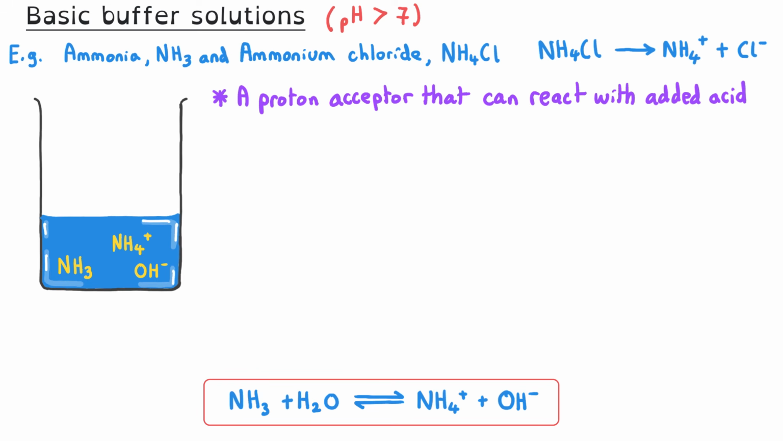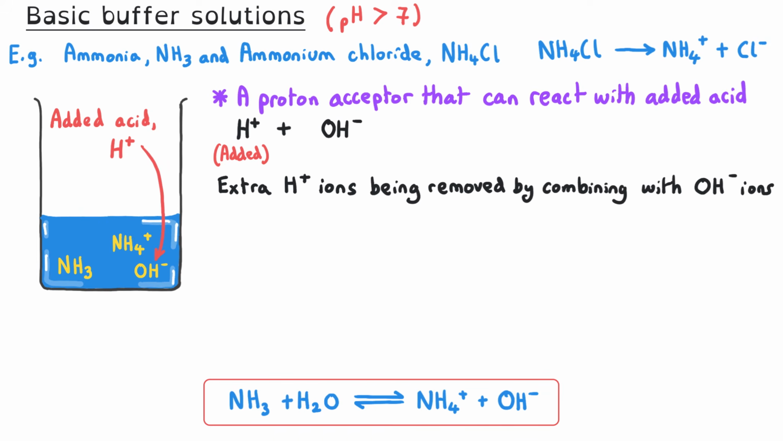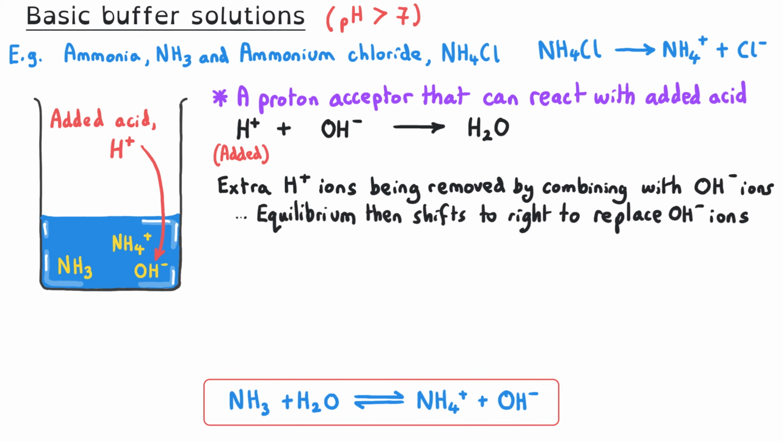And so this buffer contains a proton acceptor that can react with any added acid. And so if we added hydrochloric acid, the hydrogen ions from that acid would be removed by combining with the hydroxide ions from the equilibrium that I've already mentioned. This would have the effect of decreasing the hydroxide ion concentration. And so the equilibrium position would shift to the right-hand side to replace those hydroxide ions to a level similar to what it was before, and therefore the pH will stay approximately the same.